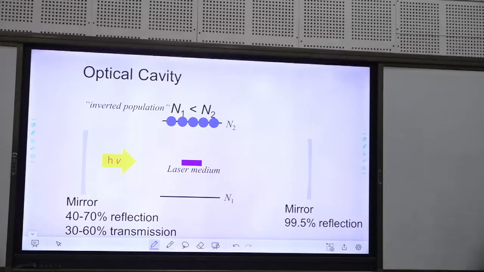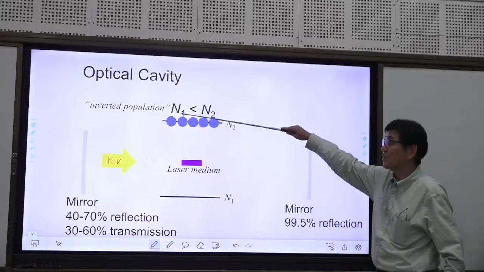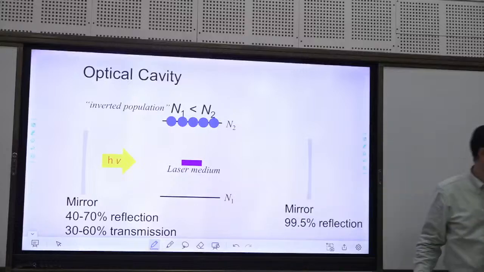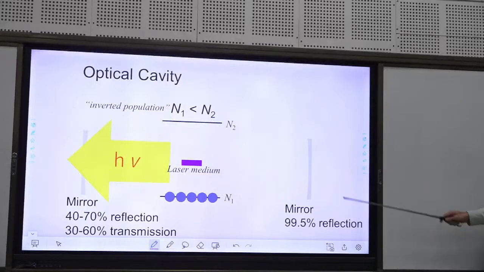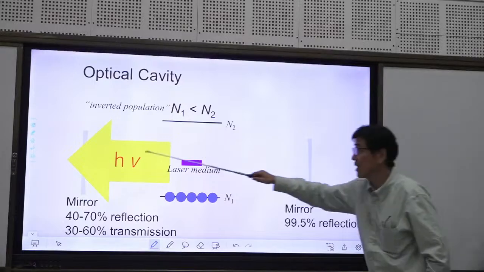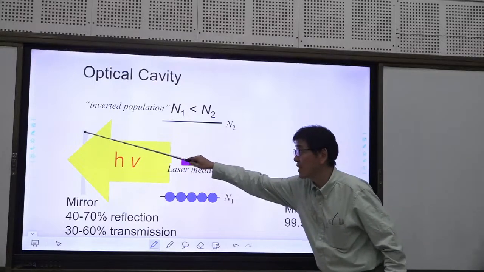Then here is the inverted population. Light comes in. Then it becomes stronger. And by the external energy source, it is populated to the upper state again. Then this is reflected, so light stays in this cavity mirror pair.